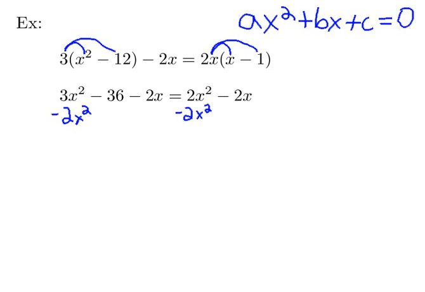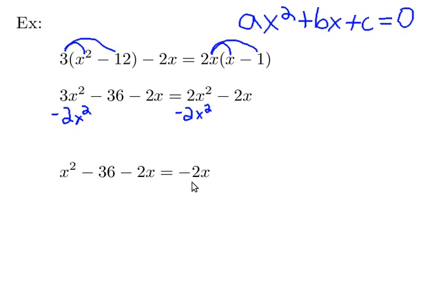And that'll give you x squared minus 36 minus 2x. Let's get a little more room there. Wow, that's a lot more room. Okay, minus 2x equals negative 2x. Because all I've done so far is I've subtracted the negative 2x squared from both sides.